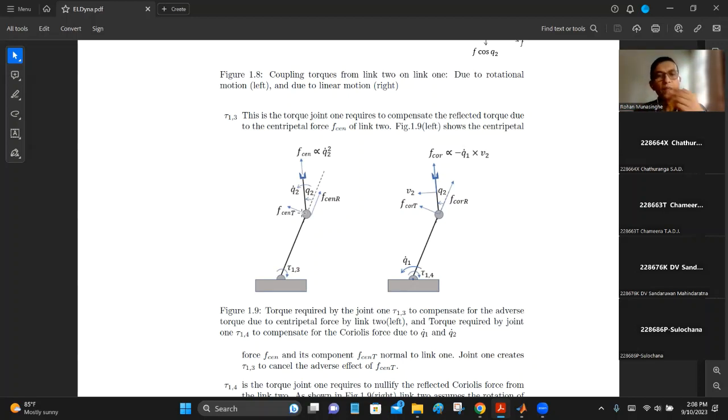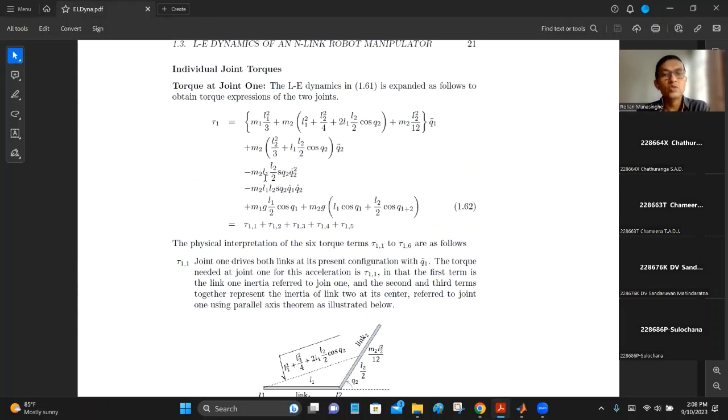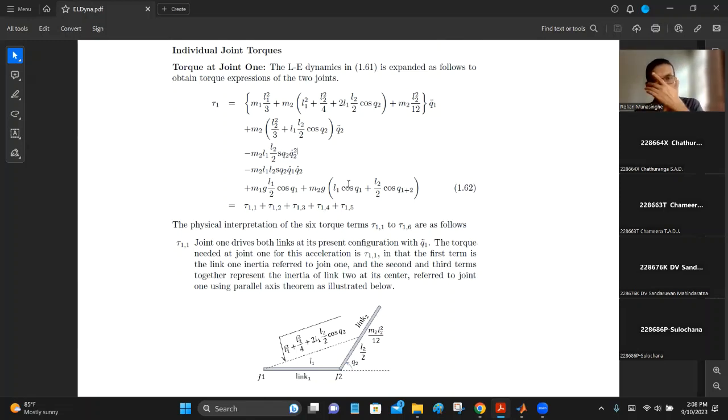But the normal force is what the motor has to be concerned about, right? This normal force is this force times sine Q2, and it is happening at this length L1. So L1 times sine Q2 times the force. That is why you see the term over here, L1 times sine Q2 times the rest. Okay, fine.